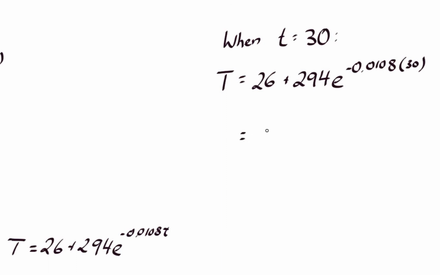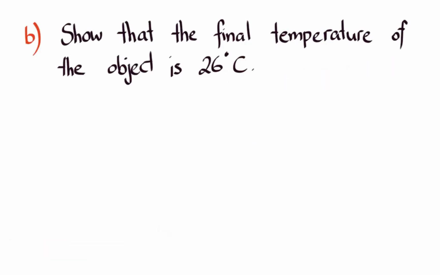This is just another job for the calculator, and when we plug that in, we get 238.9. So our temperature is going to be 238.9 degrees Celsius after 30 minutes. And there's our answer for part A. Let's go on to part B. Show that the final temperature of the object is 26 degrees.